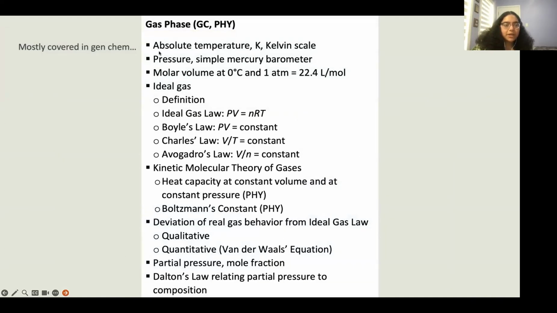Another thing I just put in here, it's mainly Gen Chem, but in terms of gases, these are good things to note, like the gas laws and just the theories of gases. But again, I think most of this counts as Gen Chem.